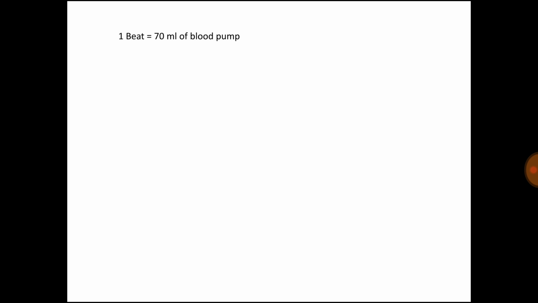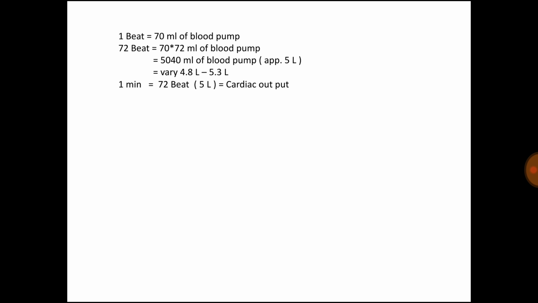1 beat pumps 70 ml of blood. 72 beats pump 70 into 72 ml of blood, which equals 5040 ml, that is approximately 5 liters. This cardiac output varies from 4.8 liters to 5.3 liters in 1 minute. 72 beats pump about 5 liters of blood, which is known as cardiac output, in short CO. The supply of cardiac output is maximum to the brain, 20%, and 15% to the kidney, 15% to the lungs, 10% to the liver, 10% to the intestine, and the rest is supplied to the remaining body parts.